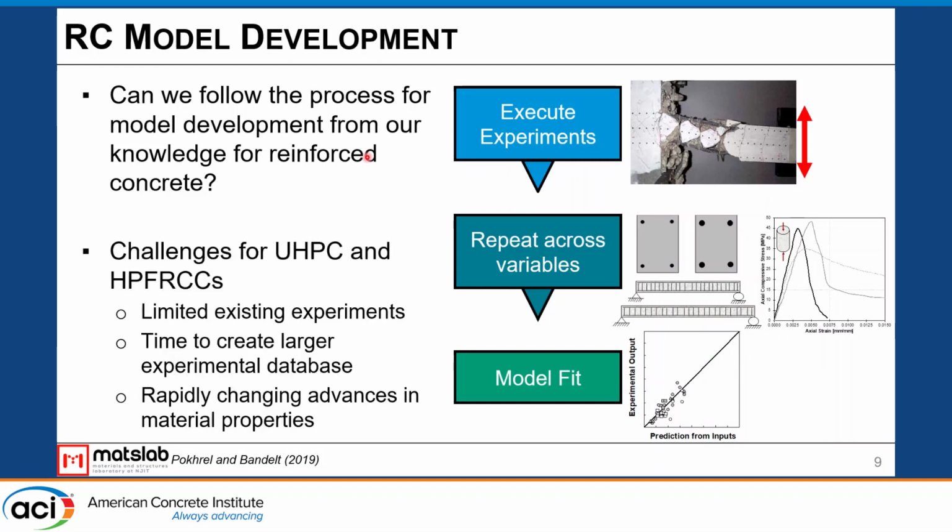Now, the challenge for doing this with UHPC is, one, there's a limited set of experiments out there, right? It's a newer material. The material is changing fast. And we have a limited experimental database to pull from. Two, it takes time to create those large-scale experiments, right? And three, as we've seen throughout the day today, there's constantly new innovations, whether it be re-engineering the material with carbon nanofibers, or new types of material constituents that go in the system.